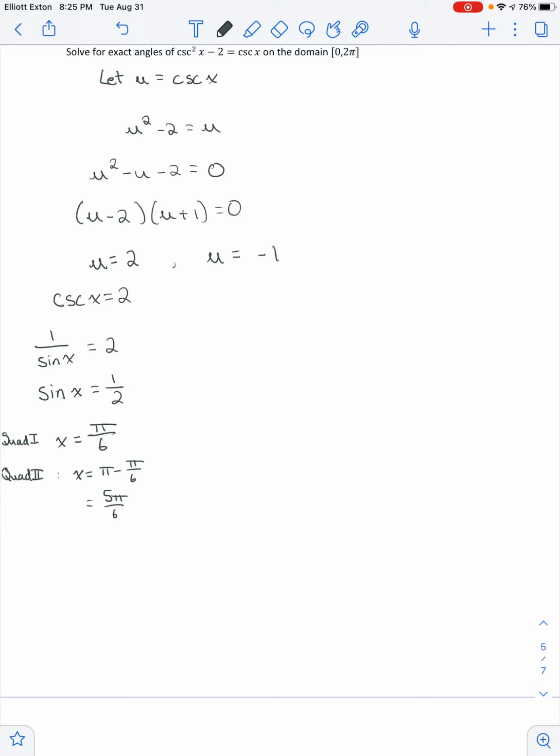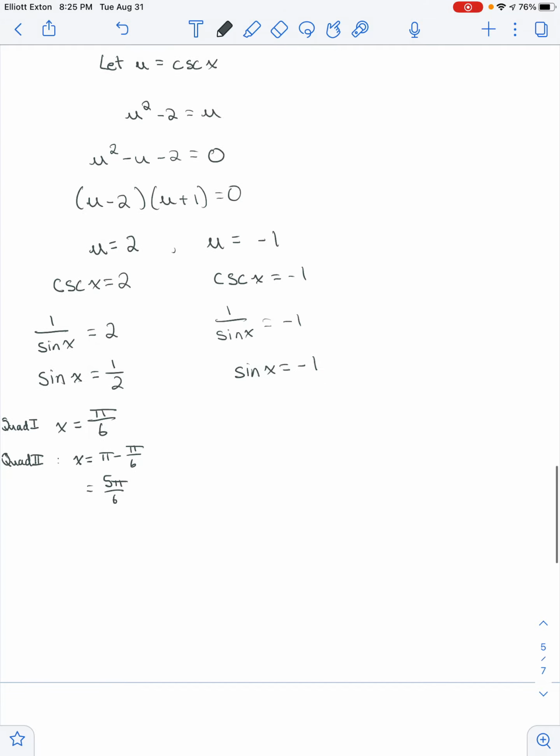Now I'm going to go for u equals -1. So I have cosecant x equals -1, or 1 over sine x equals -1. And I can rearrange that around, and I'll get sine x is -1. Now my solutions for this one, where is sine equal to -1? So for that one, this is a special angle that's not from a special triangle, but we do need to remember that sine is equivalent to -1 at 3 pi over 2.